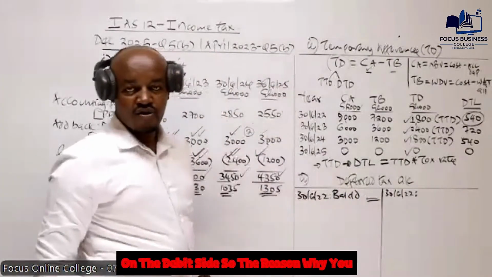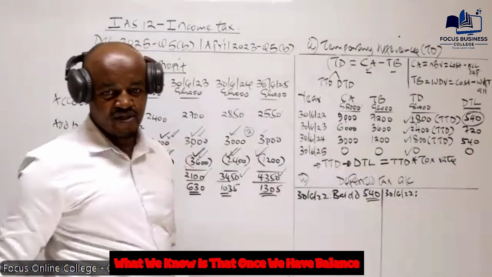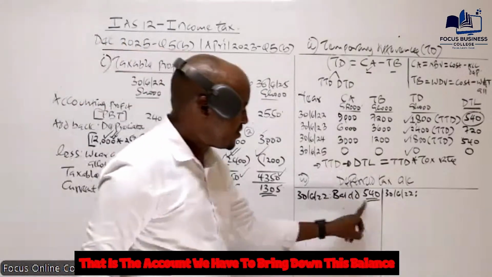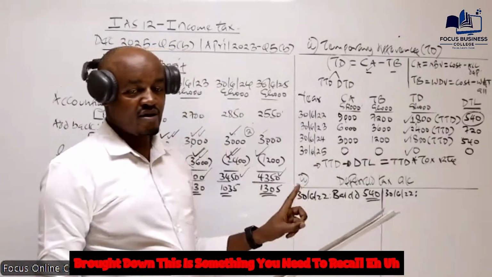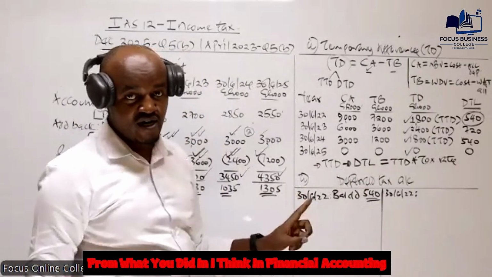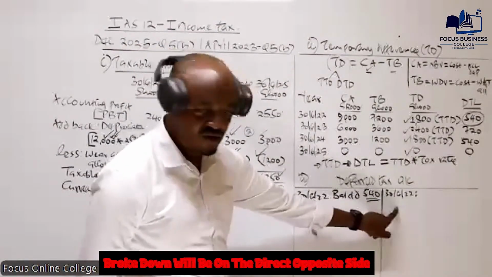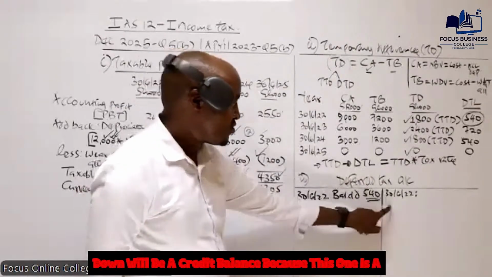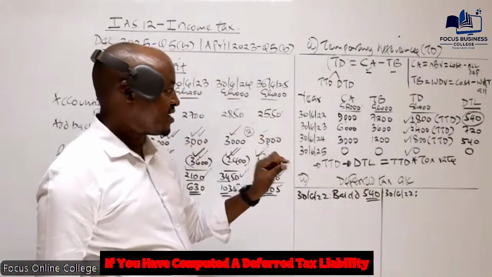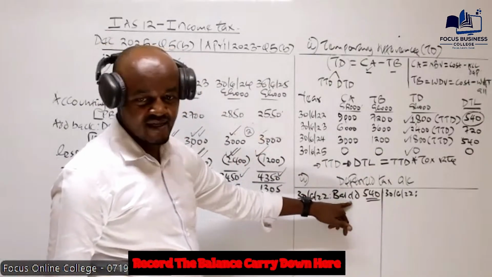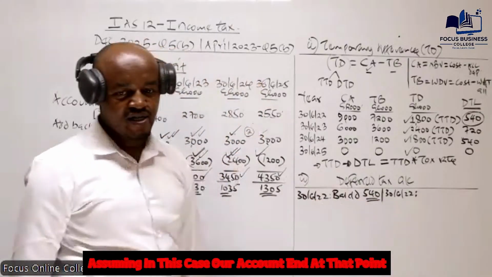on the debit side. The reason we record it on the debit side is that once we have balanced the account, we have to bring down this balance. Naturally the balance brought down, something you need to recall from financial accounting, will be on the direct opposite side. So the brought down will be a credit balance because this one is a liability. So if you have computed a deferred tax liability, record the balance carried down here, and then we balance that account.